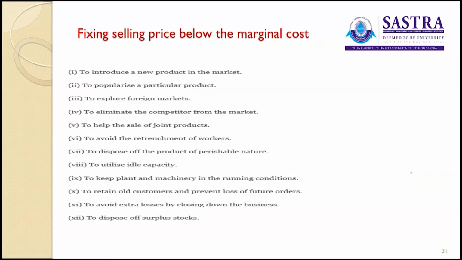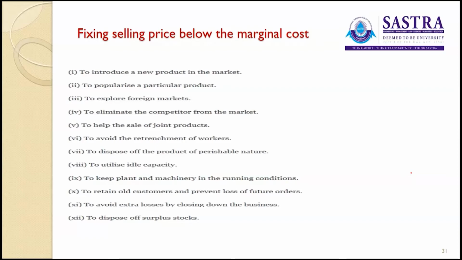Now we shall see the next decision making wherein the selling price is fixed below the marginal cost. We can see the situations wherein the selling price is fixed below the marginal cost. First, to introduce a new product in the market. So this is said to be a penetration strategy. That is, we'll start with the lowest price. Though it is not covering the marginal cost, we'll penetrate into the market and try to sustain in the market. That is, sustain the competition in the market.